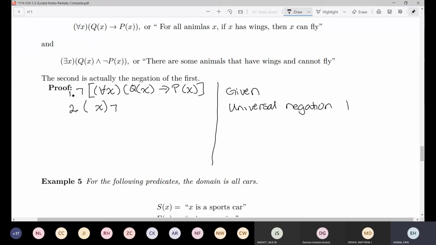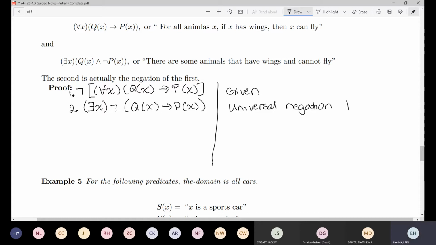Whoa, I've already screwed up. I was just doing the inside bit and then I was going to screw it up in a second. So you bring the negation inside and you switch the quantifier. Everything else stays the same. So you bring the negation inside, switch the quantifier.